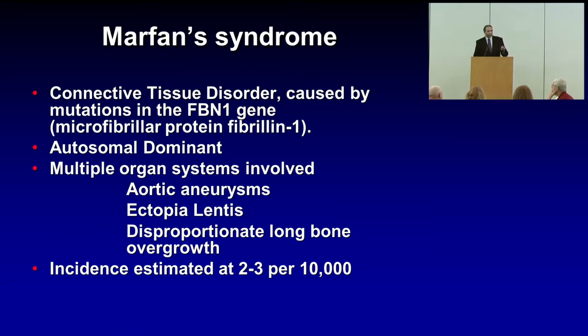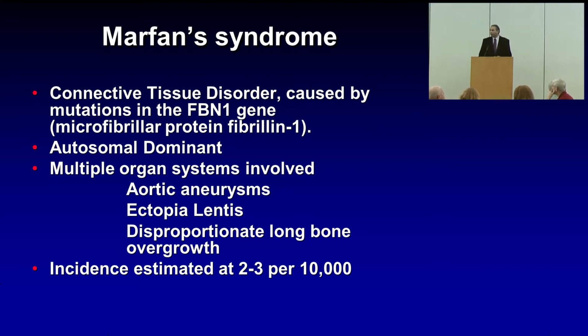Just a brief review. Melinda's already covered that. Marfan syndrome, as all of you know, and most of you suffer from it, is a connective tissue disorder caused by mutations in the fibrillin gene. It has multiple different manifestations. As we talked about, it's an autosomal dominant disease, and about 25% of patients can get it based on a de novo mutation, which means that the parents don't have any family history of Marfan's.